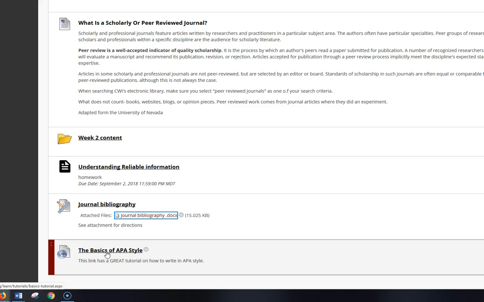Okay, so let's go back to our weekly folder here, and let's take a look at the basics of APA style. So we in this class will always write in APA style, and this is where you can find information on citations and references. For the journal article, you really only need to make sure that your citation is in APA style, but we will continue to use this, and so I've provided this here for you.